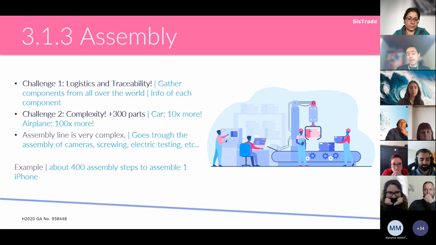So again, back to our example of our smartphones. They go through a set of assembly processes: mounting cameras, screwing, electric testing. And for example, just to assemble one iPhone, you need 400 assembly steps. So this is a complicated problem.